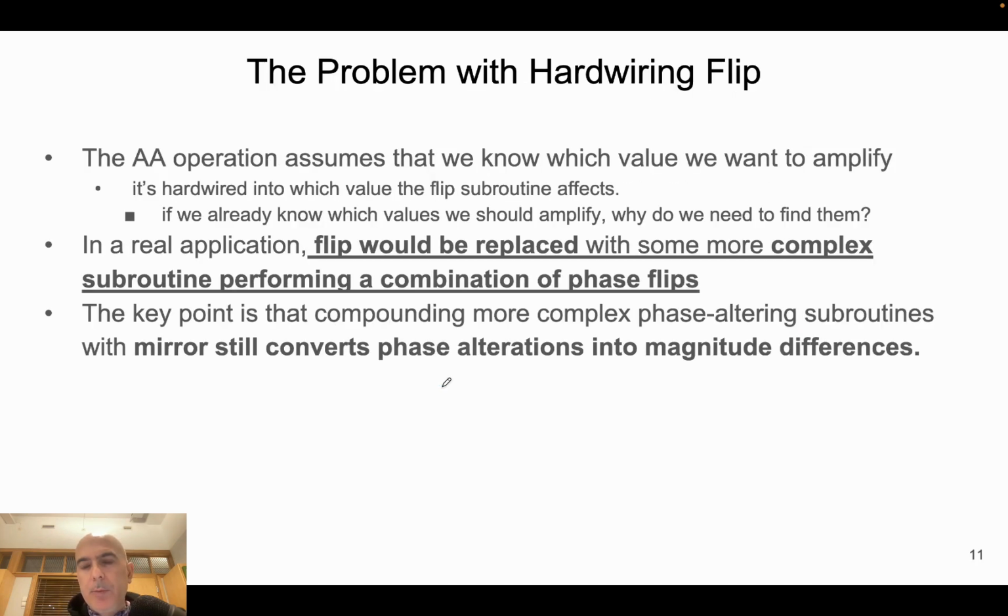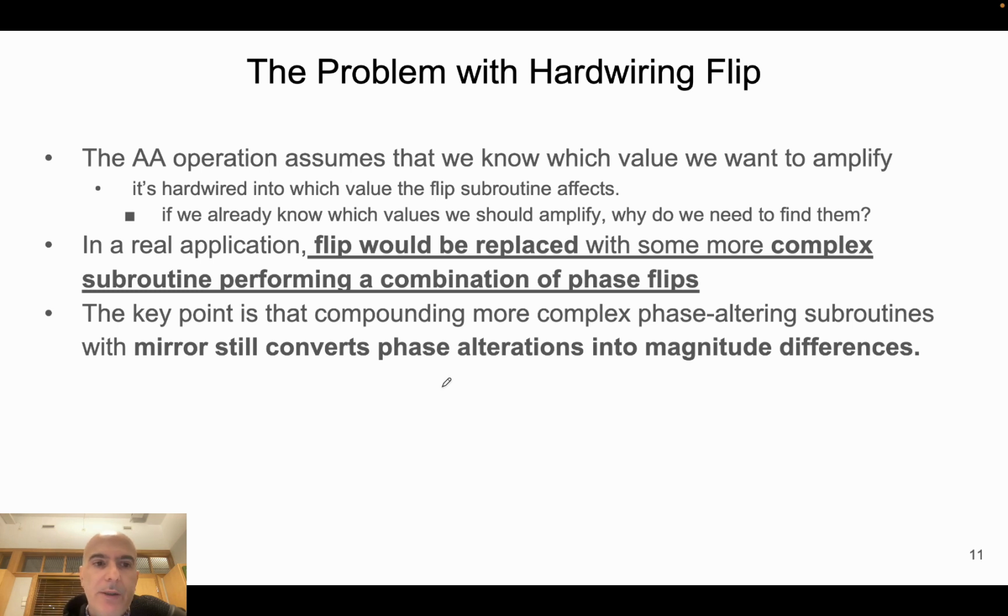So what is the problem of the amplitude amplification iteration that we've seen so far? Well, the major problem is that the amplitude operation assumes that we know which value we want to amplify, right? So we know which qubit we want to flip, and therefore we actually flip it. So the flipping part is hardwired into the quantum circuit. So the question is, if we already know which values we should amplify, why do we need to find them?